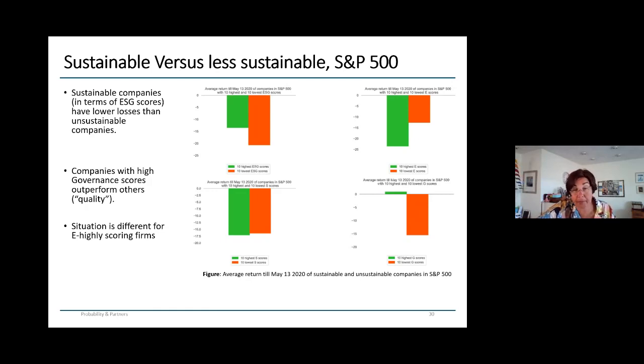well-governed firms, quality firms, their returns suffered nothing like as much as those which have lower G score. While for E score, the situation is kind of reversed, but that of course remains a question why that is so.